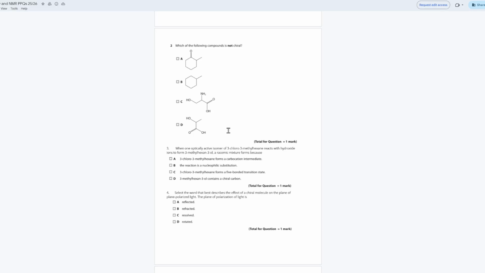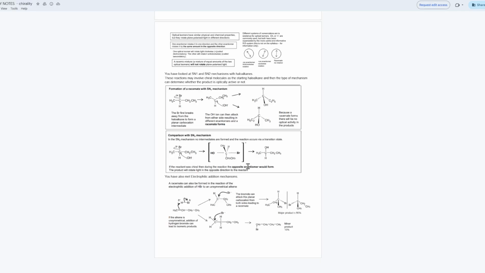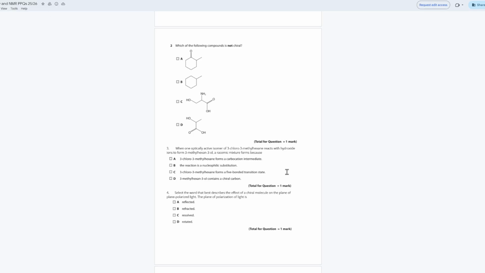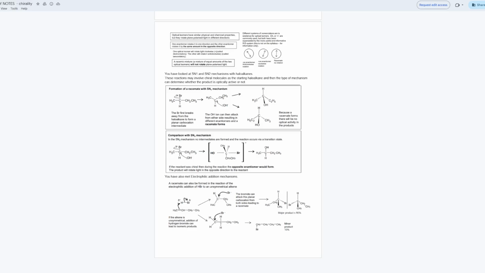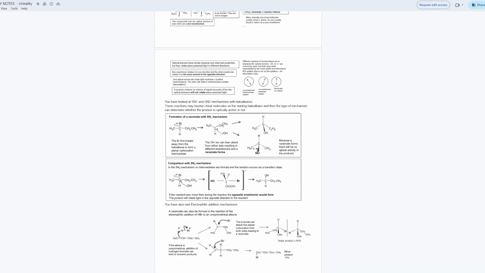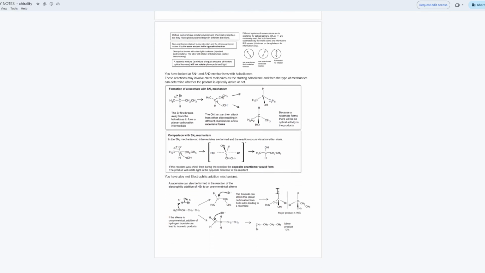So the middle two I would exclude. If we refer back to our notes, the transition state thing is not really related. So the middle two are the ones I would exclude there. So I would say it's probably the top or the bottom, a carbocation intermediate or a chiral carbon. Well, can you form a carbocation intermediate if you don't have a chiral carbon? Yes, but in the way that I mean.